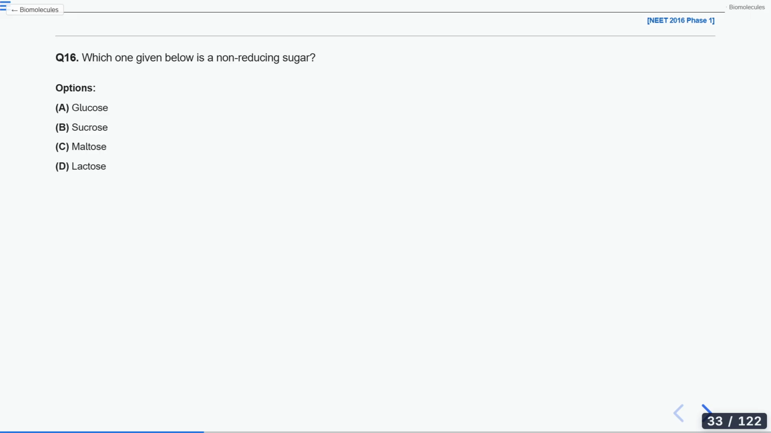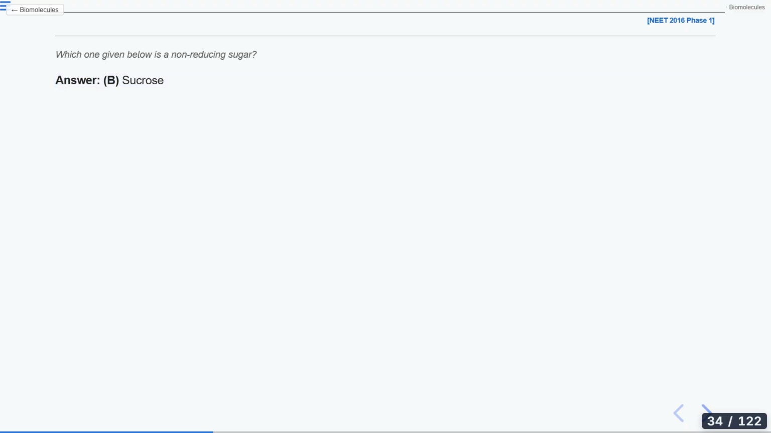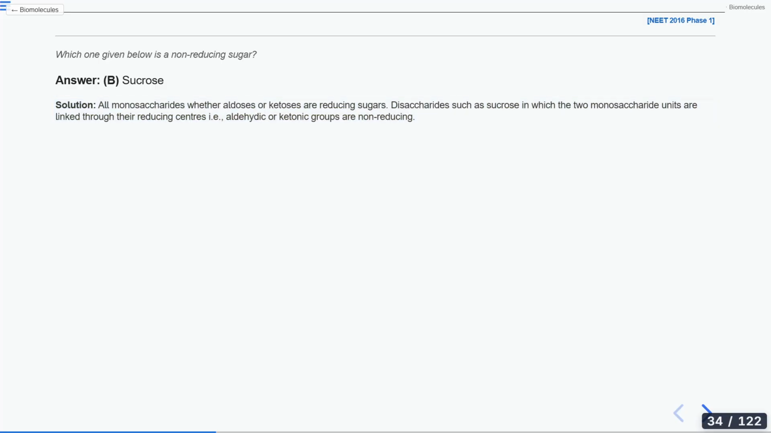It's a very simple, common one which every one of you has seen once or twice. Out of these, which is a non-reducing sugar? Glucose, sucrose, maltose and lactose. Okay, it's very simple. It is sucrose. So sucrose is non-reducing in nature. All of the names that you see in your NCERT apart from sucrose are reducing, whereas sucrose is non-reducing in nature.